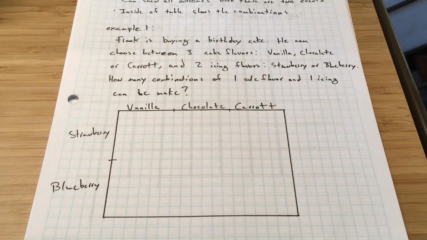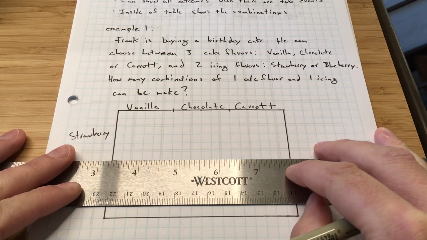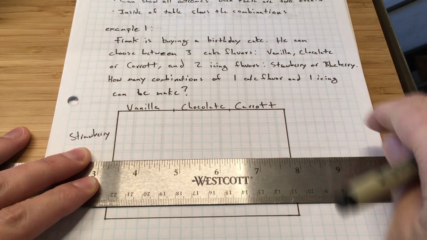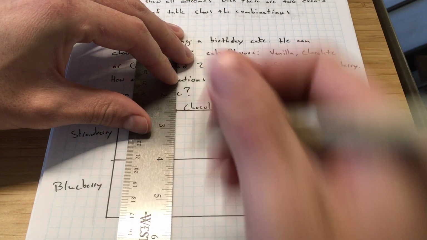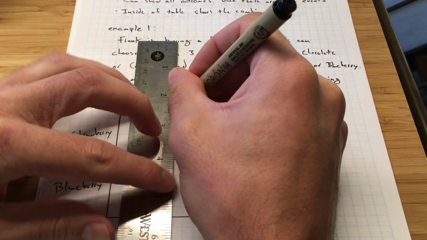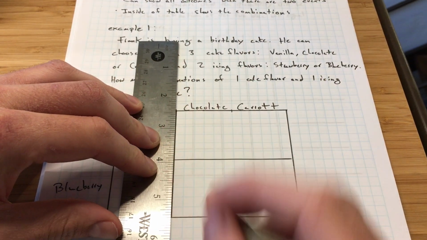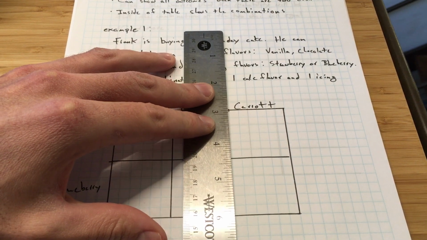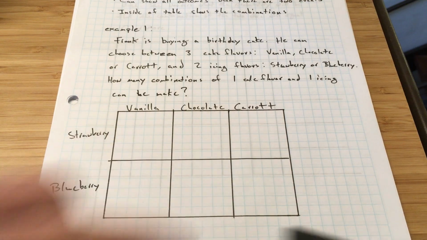So my table is going to come from splitting it up into these pieces based on the events on the outside. We split it in half for the strawberry and the blueberry, and then we split it into thirds. I drew mine to scale, where it's actually split into thirds. When you're drawing a probability table, it doesn't need to be perfect like that. It just has to have the right amount of spaces.